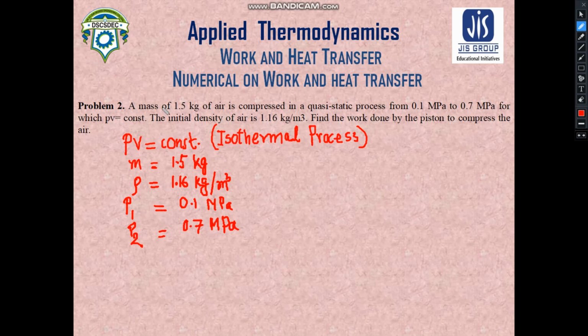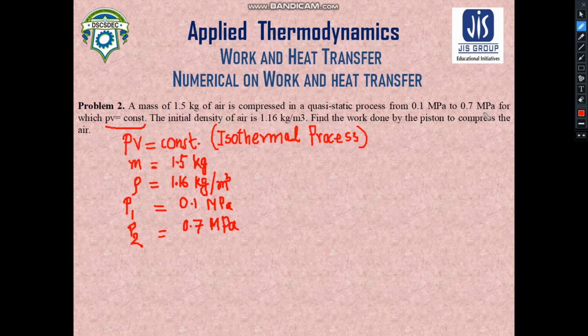A mass of 1.5 kg of air is compressed in a quasi-static process from 0.1 megapascal to 0.7 megapascal, for which PV is equal to constant. This is the information which is primarily given to you. The mass of the compressed gas or the air is given as 1.5 kg, so m equals 1.5 kg.